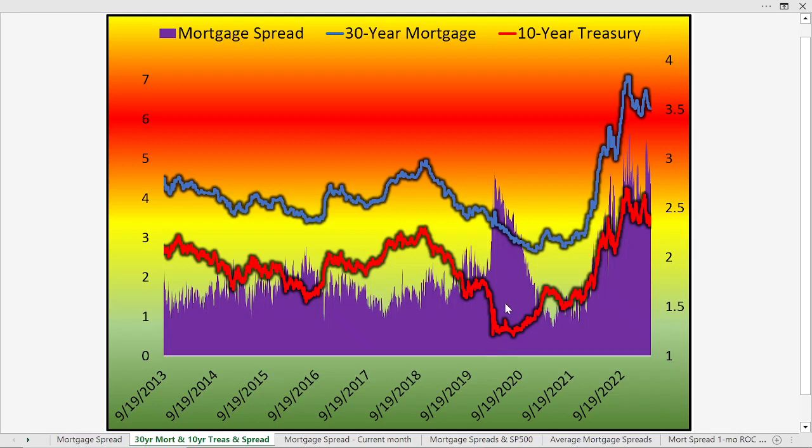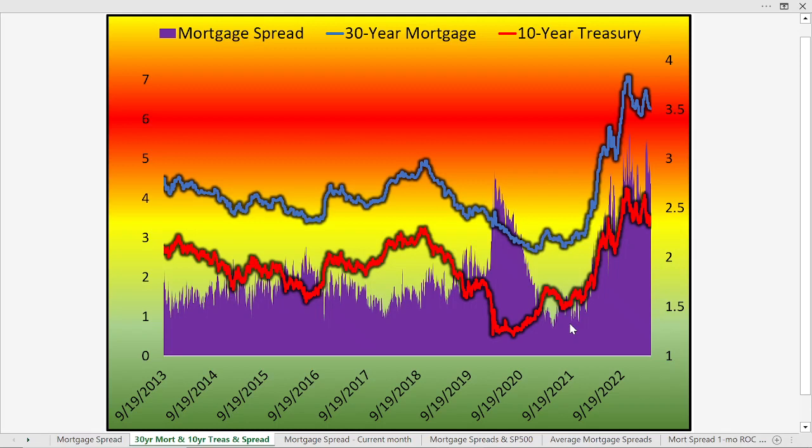Now, we can see here, for example, if we take a look at September 2020, the blue line, the 30-year mortgage, was significantly higher than the 10-year Treasury, and that's reflected by the purple area chart here. The mortgage spread widened. Conversely, when these two lines came rather close together, the mortgage spreads decreased.